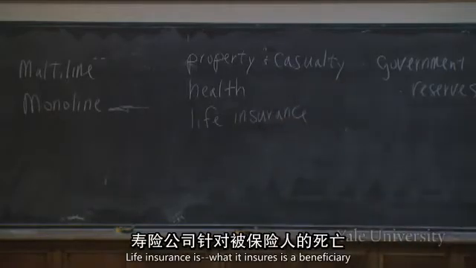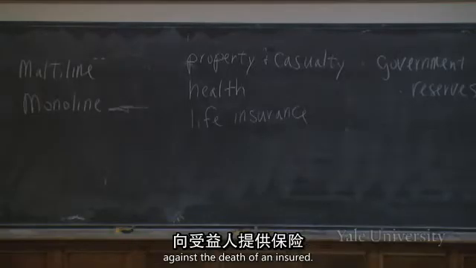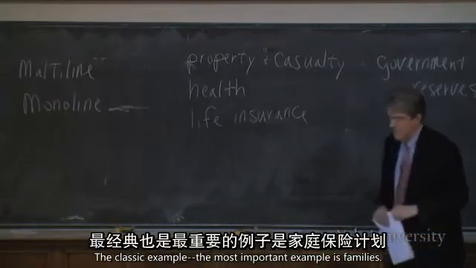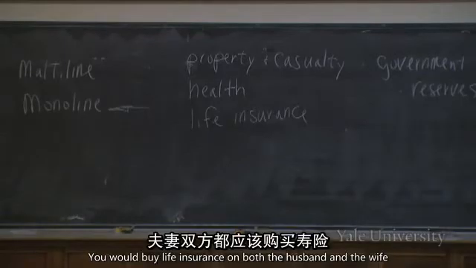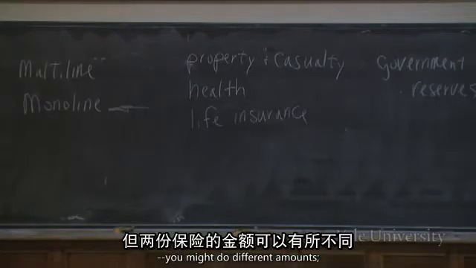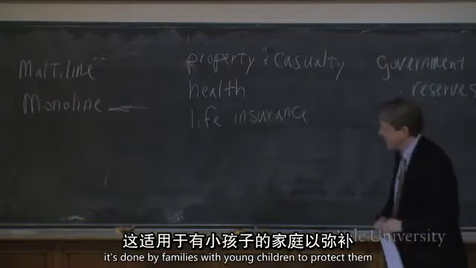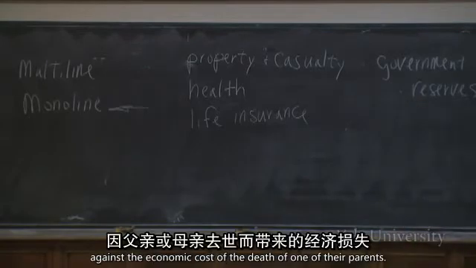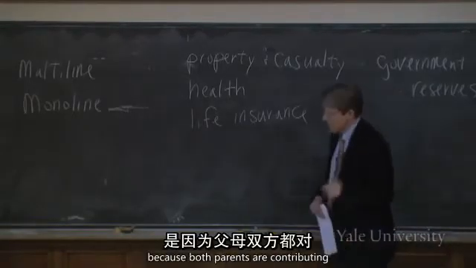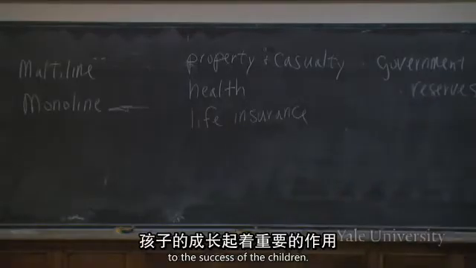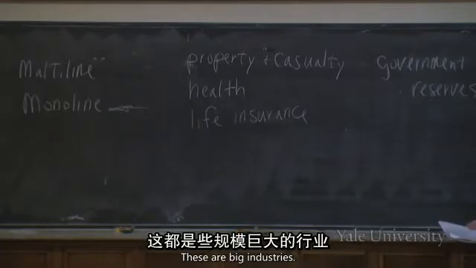Life insurance is what insures a beneficiary against the death of an insured. And the classic example, the most important example, is families. You would buy life insurance on both the husband and the wife. Okay, you might do different amounts. And it's done by families with young children to protect them against the economic cost of the death of one of their parents. And you need insurance on both parents because both parents are contributing to the success of the children. So these are big industries.